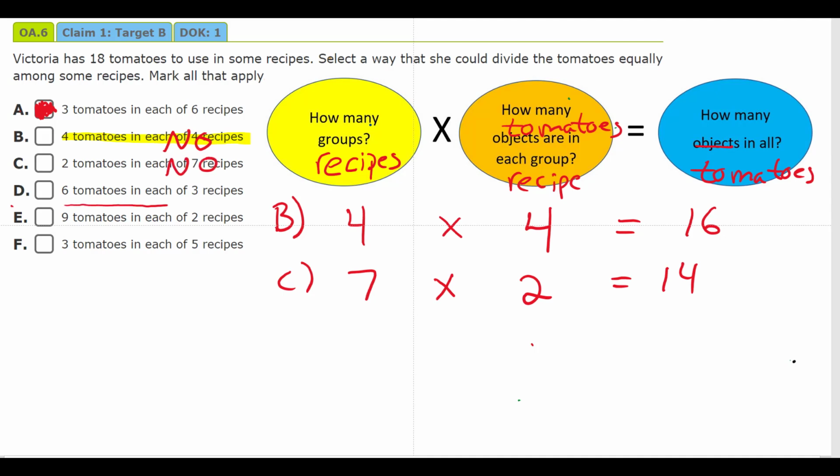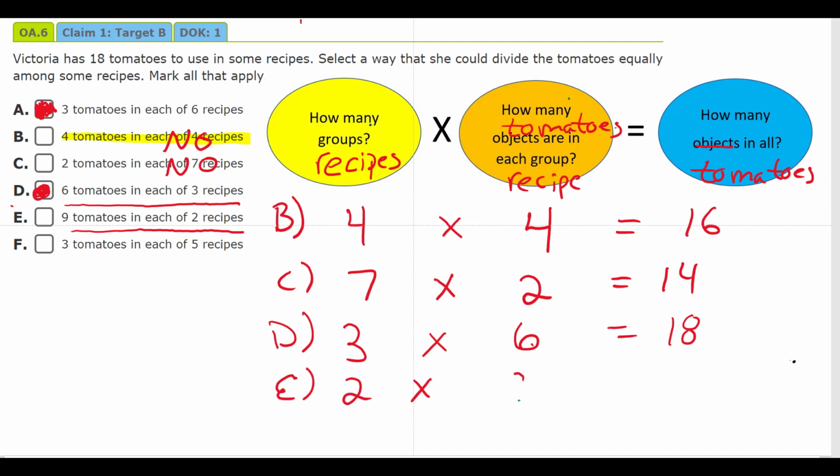For D, this has 6 tomatoes in each of 3 recipes. So we know there are 3 recipes for D, and there were 6 tomatoes in each recipe. That's 18. So we know this is a yes. And then going on to E, it says 9 tomatoes in each of 2 recipes. For E, there are 2 recipes and 9 tomatoes in each recipe, so that's 18. So E works.